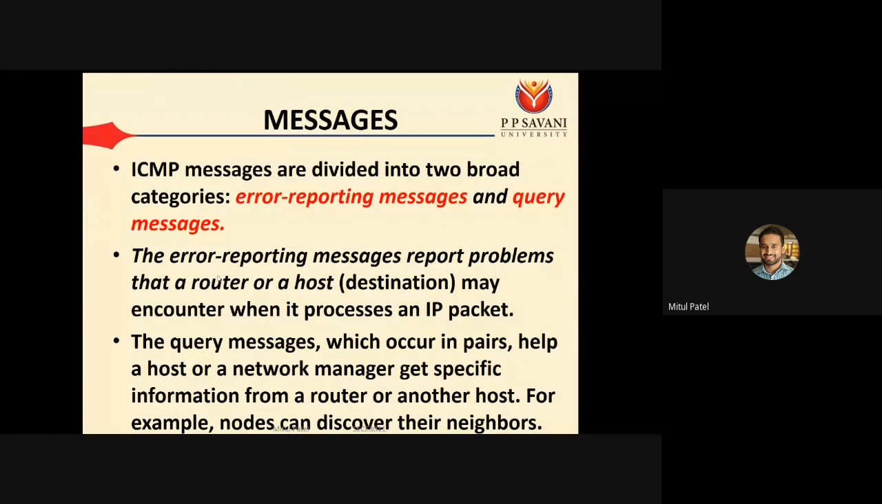So the error reporting messages report problems that a router or a host may encounter when it processes an IP packet. For example, we have seen that there are some reasons due to which the source, or we can say destination, may be unreachable. We will see all types of messages due to which the errors are going to be generated. And the second category is query messages, which come in a pair of request and reply. We have to send the request, and in response we get the reply, like our ping message. So these two types of messages are used by ICMP.